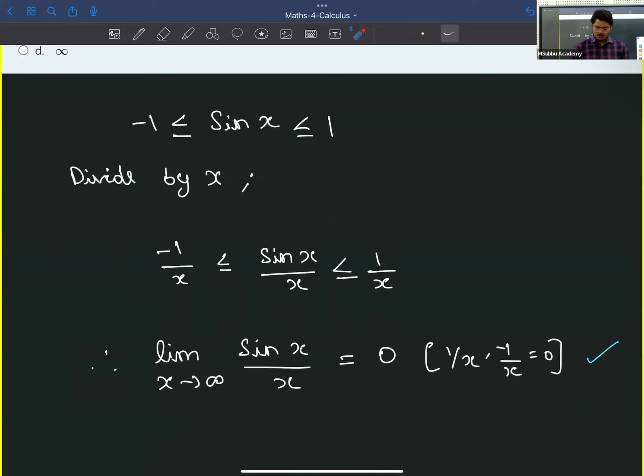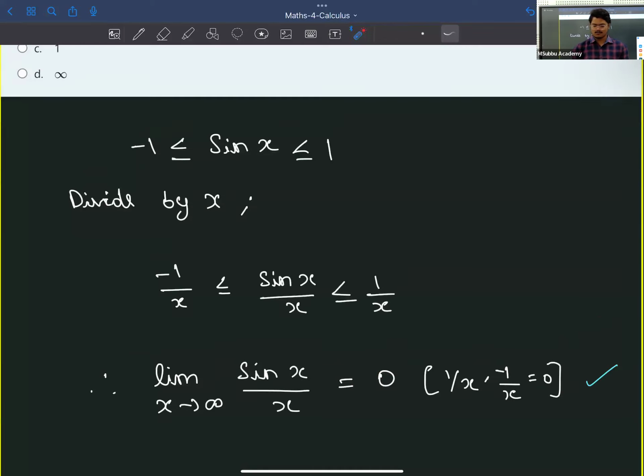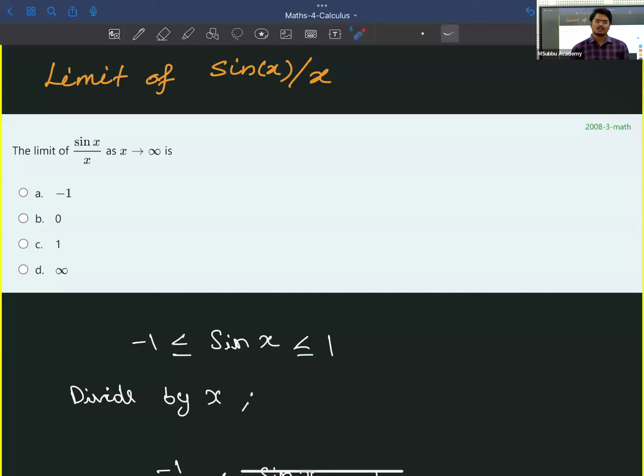Now they are asking x tends to infinity. When you substitute x tends to infinity here, -1 by infinity is nothing but 0. Same with 1 by infinity, which is nothing but 0. So the value of sin x by x when x tends to infinity will be 0. That's all. Is that clear? If you have any doubts, you can just ask me. I'll give you 5 seconds. You can do the same problem for other trigonometric terms also, for example cos x, tan x, or anything.